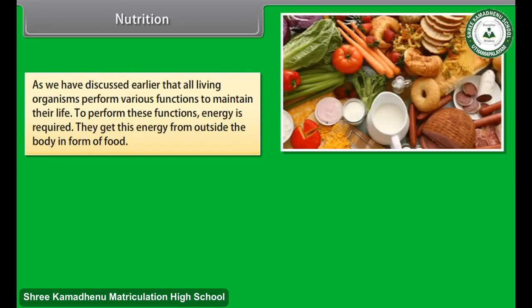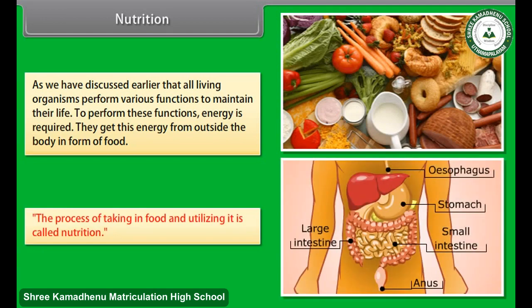Nutrition. As we have discussed earlier, all living organisms perform various functions to maintain their life. To perform these functions, energy is required. They get this energy from outside the body in the form of food. The process of taking in food and utilizing it is called nutrition.